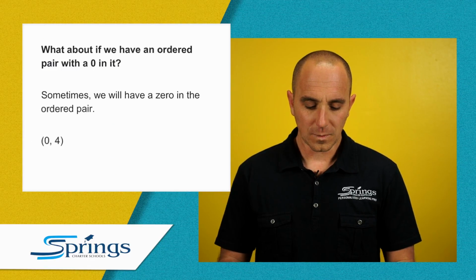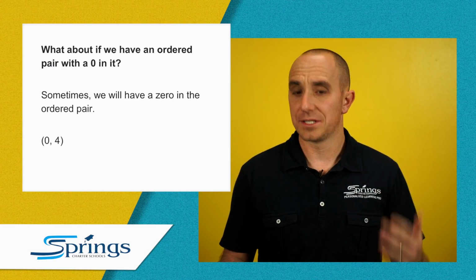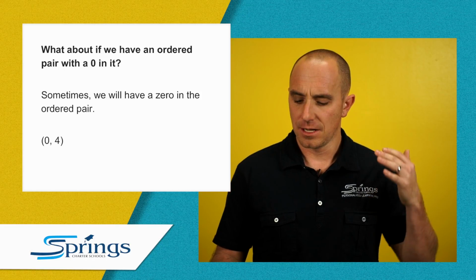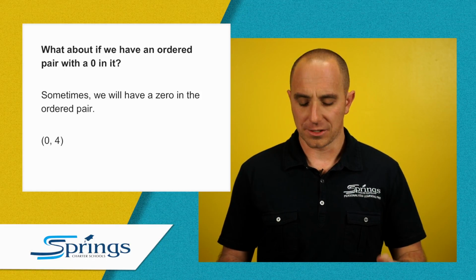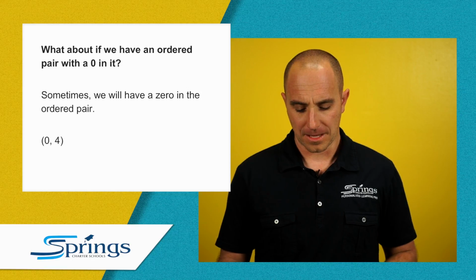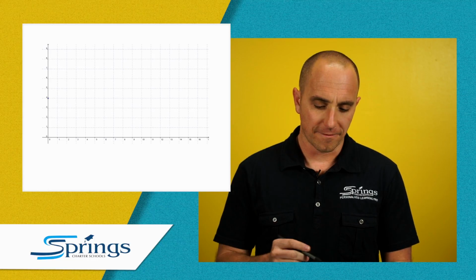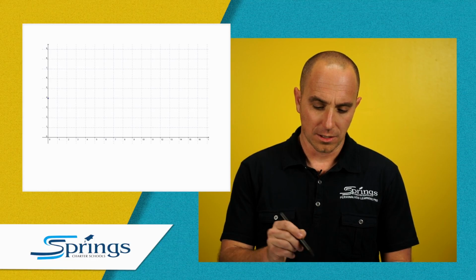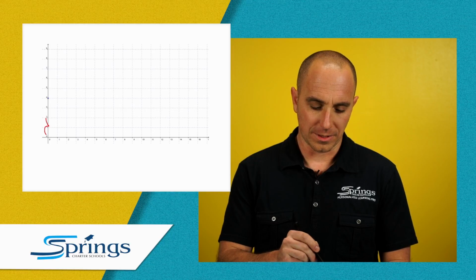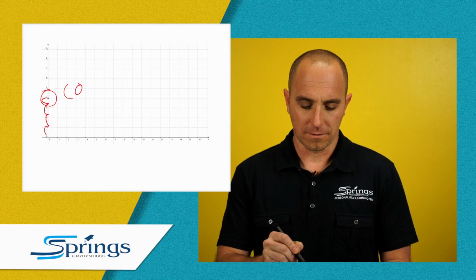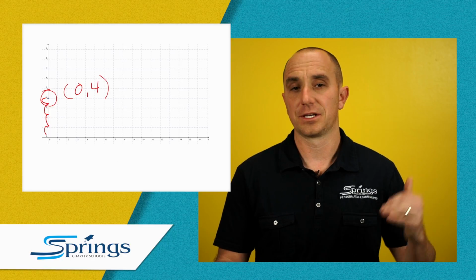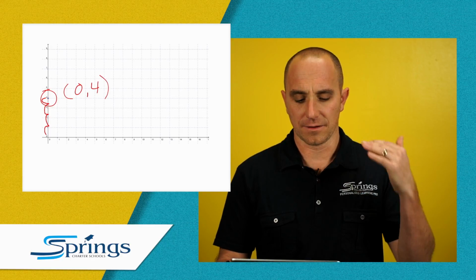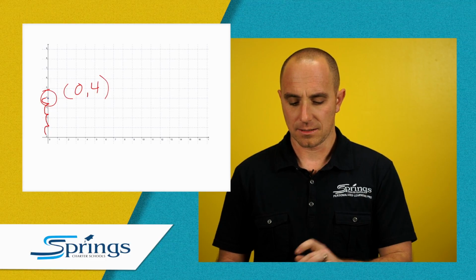Okay, so what about if we have an ordered pair with a 0 in it? So sometimes you're going to have a 0 in an ordered pair. So you can see here I have 0, 4. All right, so in this instance, since 0 is the x, I don't move. I stay on the 0, and then I just go up 4. So you can see here I go up 1, 2, 3, and 4. And so you can see here I have the ordered pair 0, 4, because it's on the 0 line of the x-axis and on the 4 line of the y-axis.